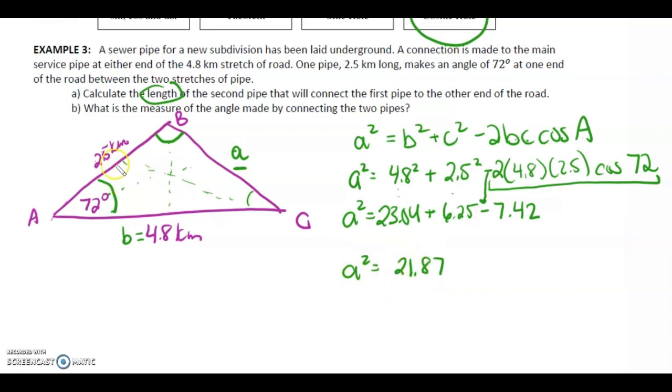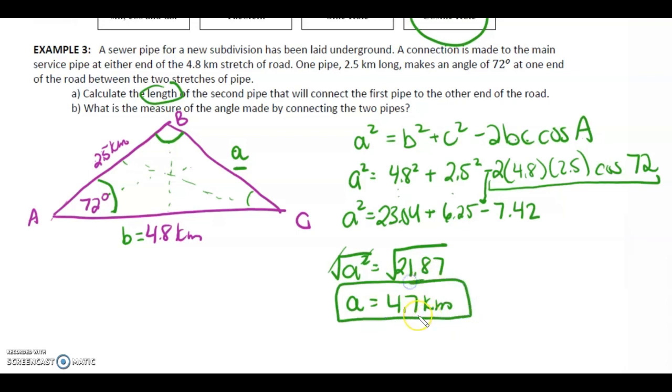It wouldn't make sense if we have side lengths of 2, 4, and 21. 21 is way too big. That wouldn't make a triangle. So we can't forget to actually take off the square on the A value. So we want to square root it, and we get 4.7 kilometers. We'll round to 1 decimal. So let's label this 4.7 kilometers. Okay, so that's A.